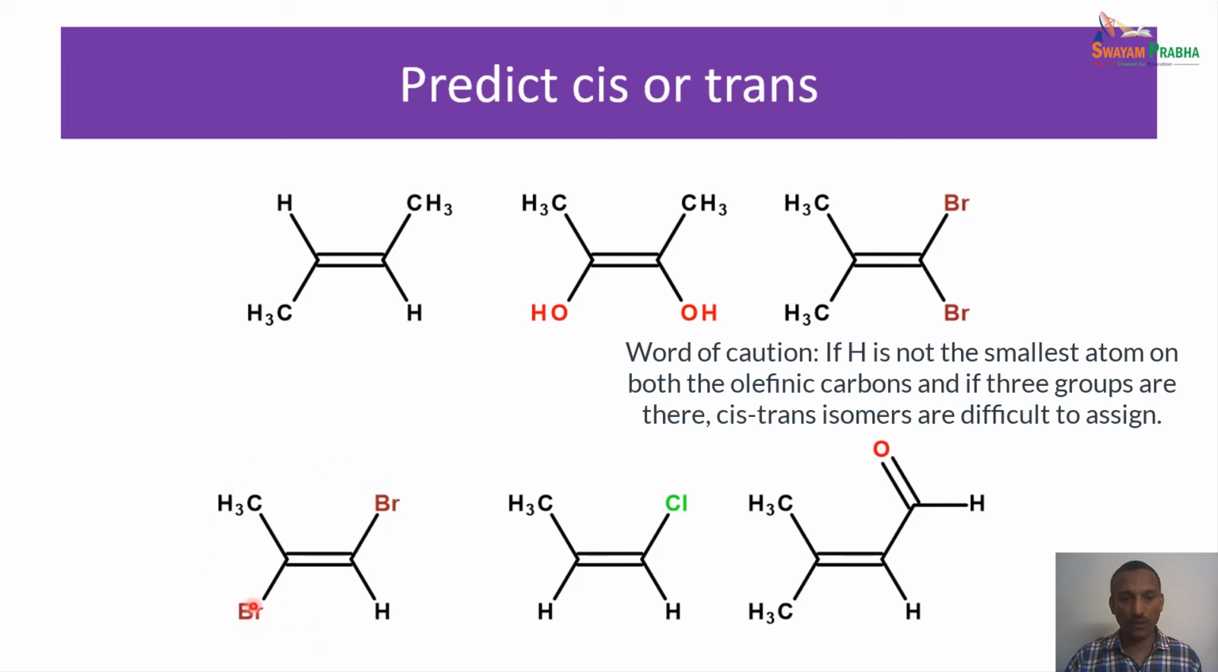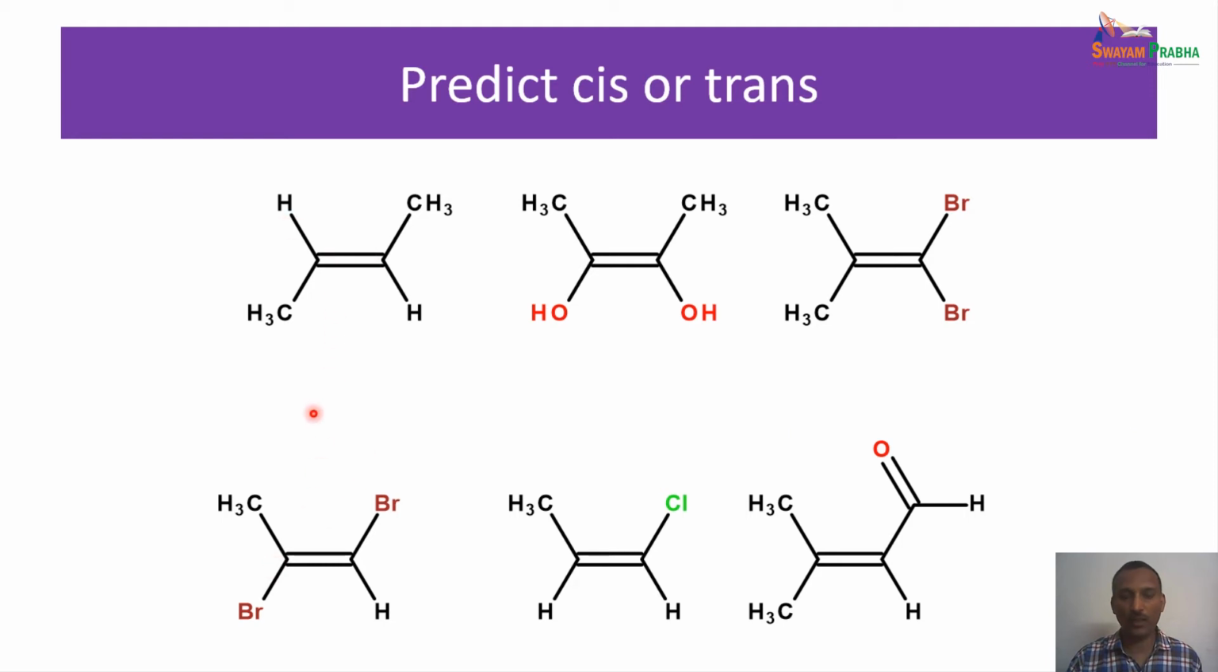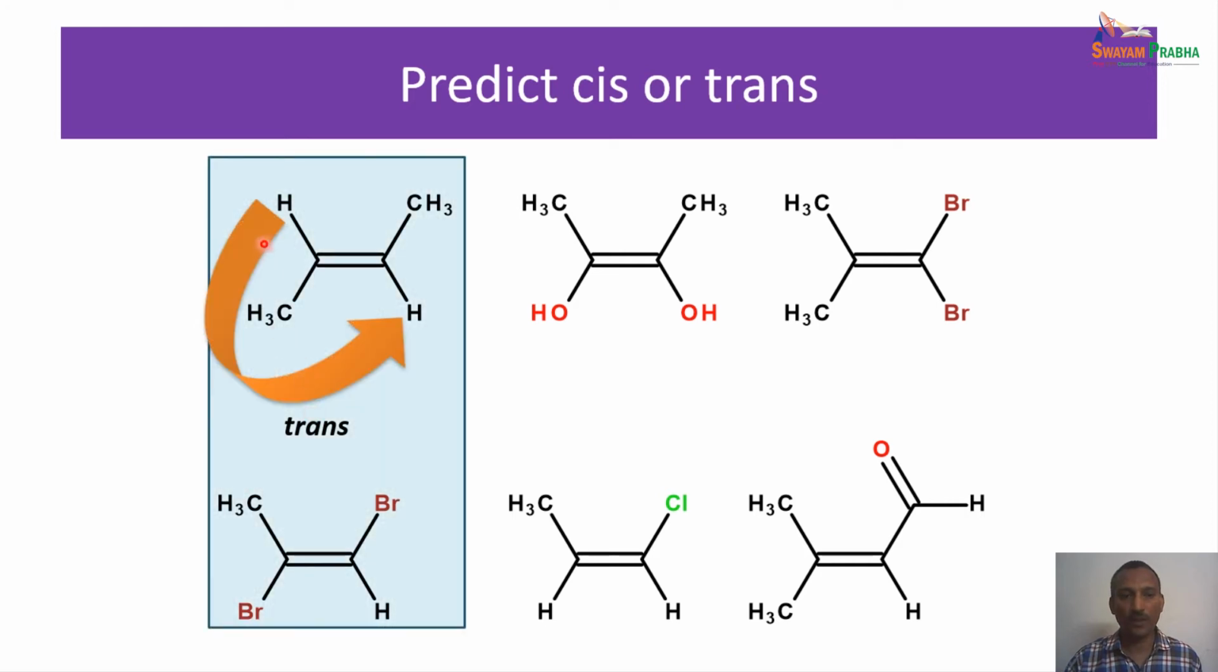The same way, if you look at this molecule, the two groups are different. Here we have a hydrogen atom, here we have a methyl group, but we have similar groups, that is a bromine atom here and also a bromine atom here. If we cut the molecule again across the double bond, then this bromine and this bromine are on the opposite side. So these two molecules are basically trans isomers, because the similar groups are on the opposite side.